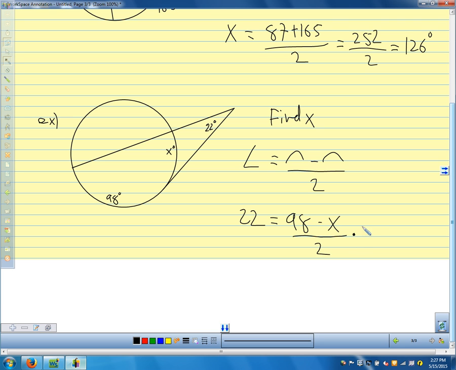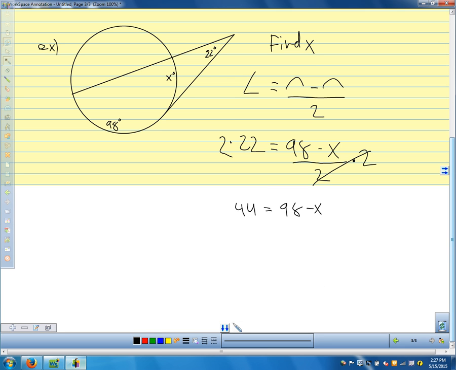Multiply everything by 2 to get rid of that 2 in the denominator. So those cancel. 2 times 22 is 44, equals 98 minus x. All right, what do I do next? Subtract 98. So I get 44 minus 98, so I get negative 54 equals negative x. So x equals 54. You can divide by negative 1 or multiply both sides by negative 1. We get x equals 54 degrees. So I had to work kind of in reverse there. All right, questions there?